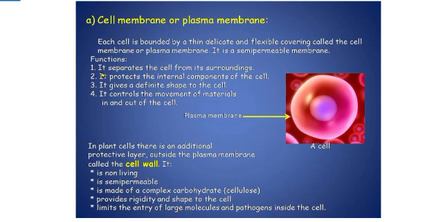Now come to functions. It separates the cell from its surroundings. It protects the internal components of the cell. Inside the cell, many other useful molecules are there. Many organelles are there. So these are guarded. These are protected by the cell membrane. It gives a definite shape to the cell. Cell membrane gives a shape to the cell. It is round, somewhat round.